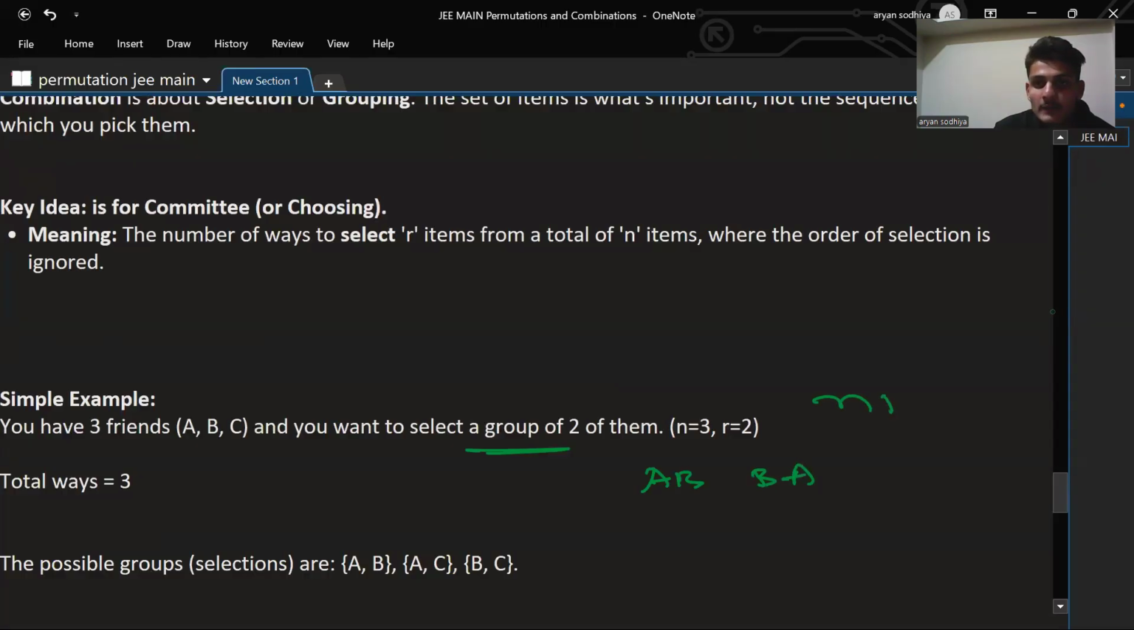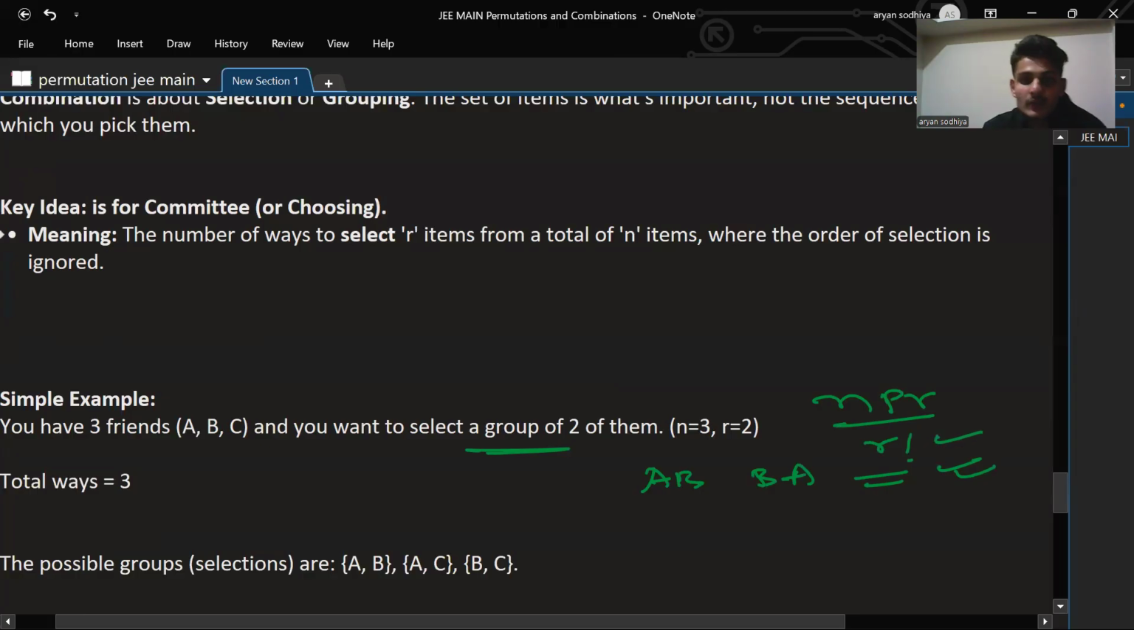Okay. So nPr divided by r factorial. You divide it by r factorial here because order does not matter, so the count will be decreased. So, decreasing, you will divide by r factorial. Or you can say it's nCr. These both are the same thing.